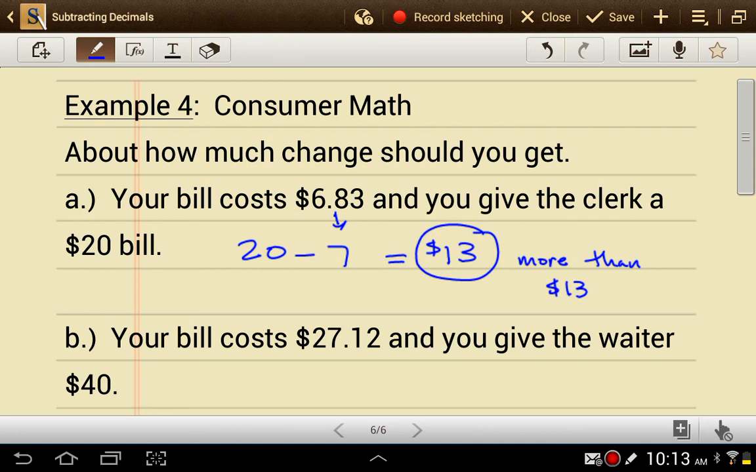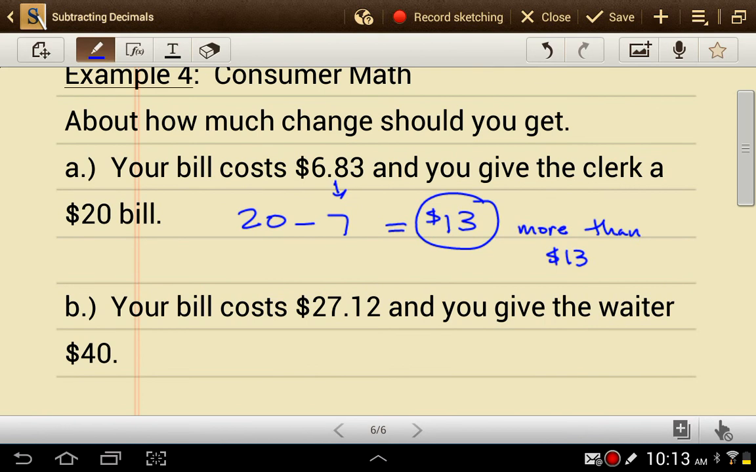If I look at example B, let me scroll down a second. If I look at example B, I gave the waiter $40, so I'm going to do 40 minus, my bill cost $27.12. I'm just going to round that to the nearest whole amount again. So that's going to look at the 1 and keep it at 27, and that's going to make it 40 minus 27. When I do 40 minus 27, I'm going to get 13. So I should get about $13 back. This time I'm going to get less than 13 though. Because I rounded down, okay, they still have to account for that 12 cents. So I should get actually less than $13, so $12 but a bunch of cents back.